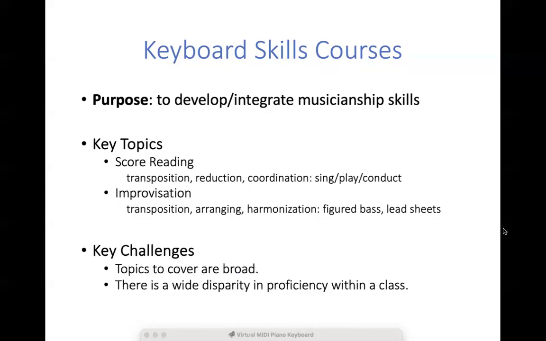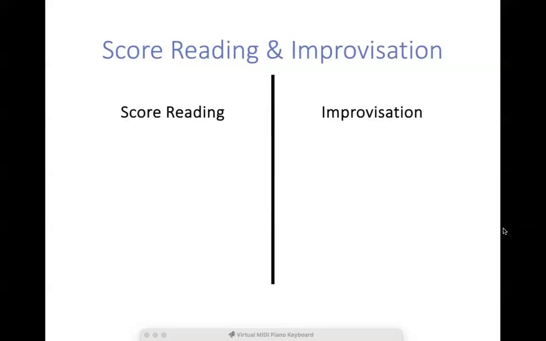So as I already mentioned, one of the key challenges is just how broad the topics are that are expected to be covered in these courses. And as well, there's usually a wide gap in levels between students within a class. There are students all over the spectrum of proficiency within a single class. So how do we deal with this gap as well as this breadth of topics? And I would like to suggest that score reading and improvisation have a lot to do with this.